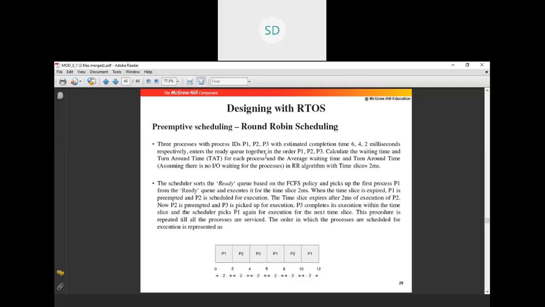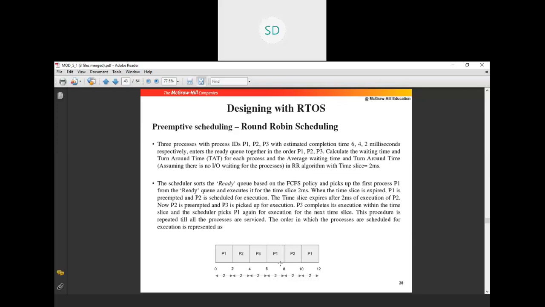Next, it shifts to the P3 process. P3 will be executed for 2 milliseconds. So 4 plus 2 is 6. At the sixth time interval, P3 execution will be stopped. As we know, the execution time for P3 is 2 milliseconds, therefore 2 minus 2 is 0. P3 execution is complete now. At this instant, we have only two processes in the queue, P1 with 4 remaining and P2 with 2 milliseconds remaining.